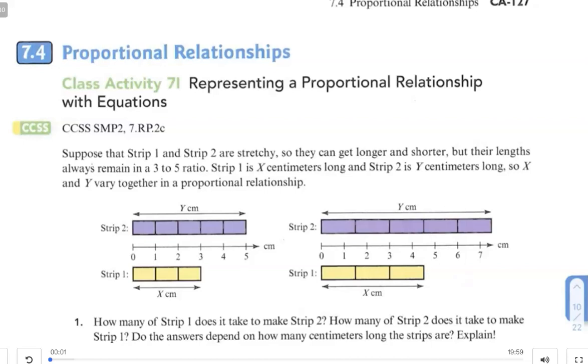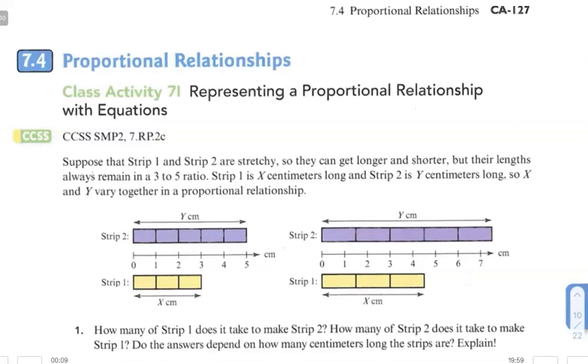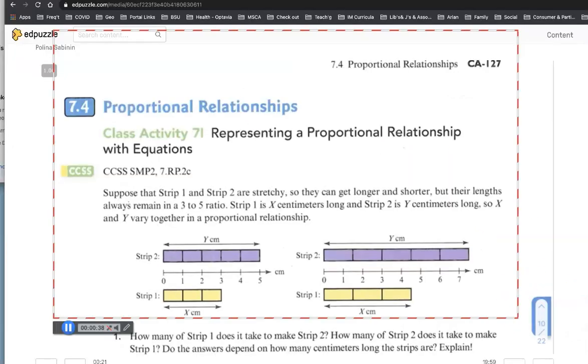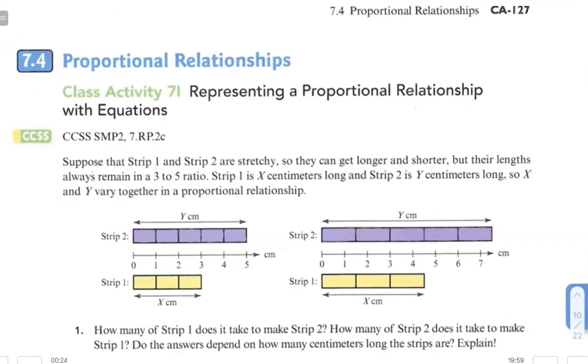Let's take a look at section 7.4, a continuation of the conversation we've already been having, and that is a deeper look at proportional relationships. Proportional relationships are really a continuation of using ratios and fractions to show the relationship between two variables or two quantities. Proportional relationships are where the ratio between two quantities does not change with time, and there are a couple of other characteristics that are required for a relationship to be proportional.